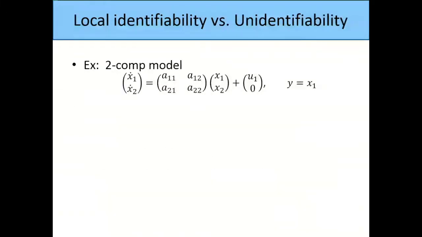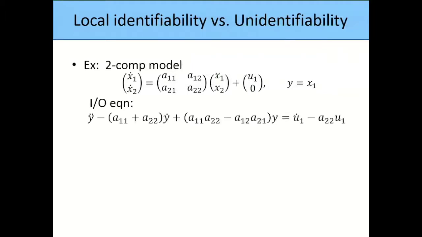So let's go ahead and try this out with our two-compartment model. This is our model. Let's find the input-output equation. Notice on the left, we have these coefficients of the characteristic polynomial of A. You may recognize the negative trace and the determinant there. And then on the right, it would just be for the 1-by-1 matrix A22. So we have these three coefficients.